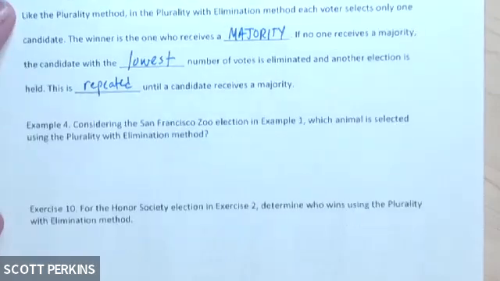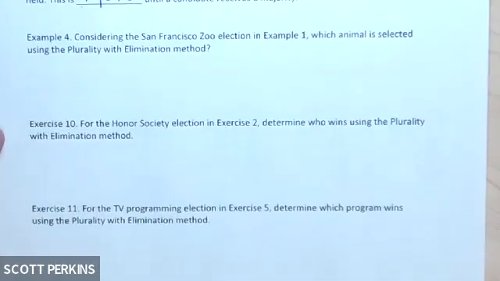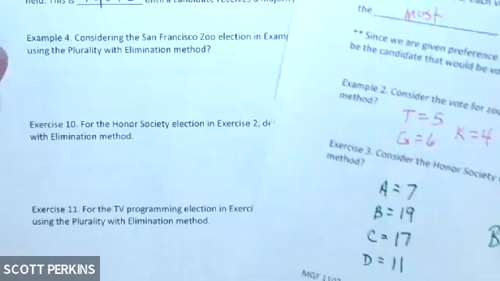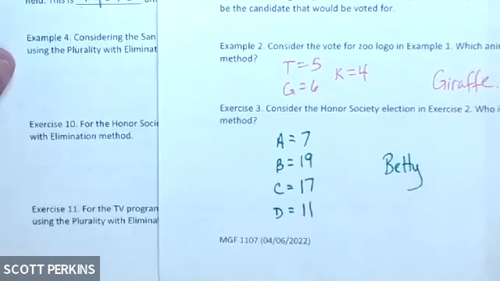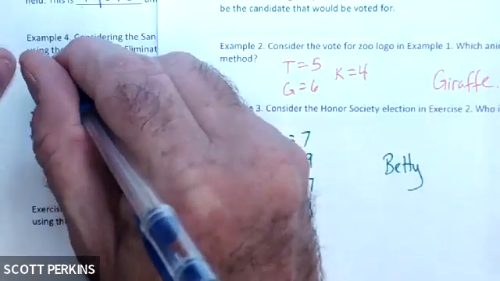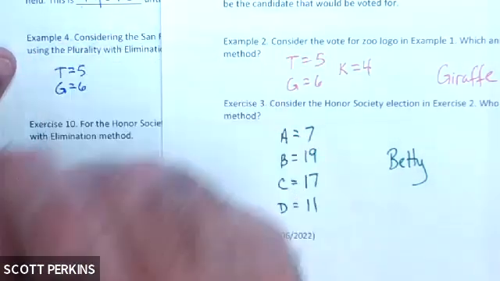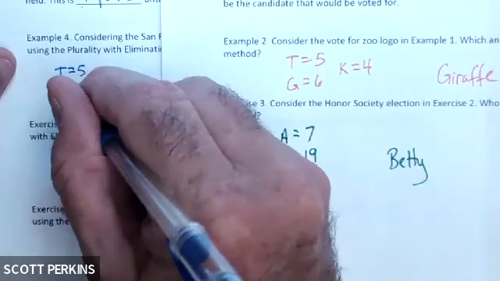Okay, so let's do the example and I'll show you what we're going to do. Example 4, we're going to go back to the zoo one more time. Remember, in the plurality method, the giraffe won on our zoo election. So I'm just going to go back to our plurality. These are the results from the plurality right here. We saw in the plurality, the tiger got 5, the giraffe got 6, and the kangaroo got 4.